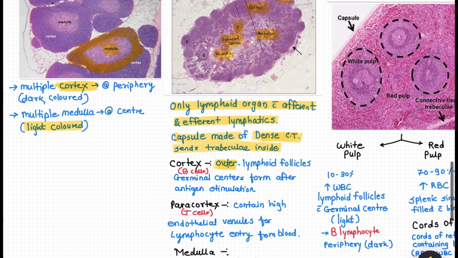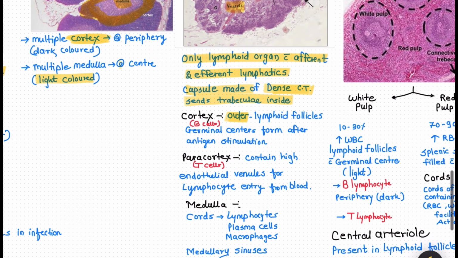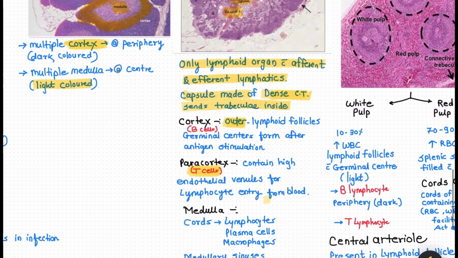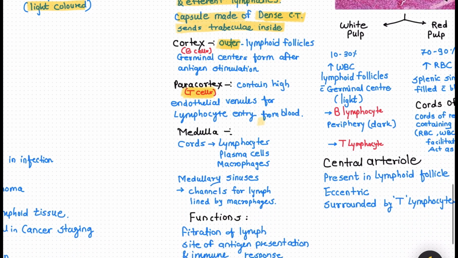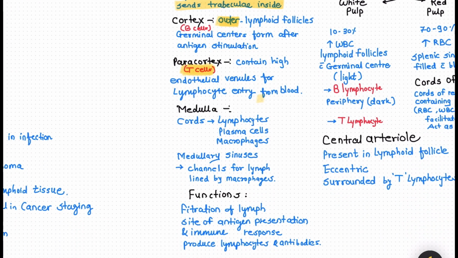What is paracortex? The paracortex contains high endothelial venules for lymphocyte entry from blood. Then the medulla, which is the innermost portion, has cords. Cords contain lymphocytes, plasma cells and macrophages. Then medullary sinuses, these are nothing but channels for lymph lined by macrophages. Sinuses are nothing but channels through which lymph flows.